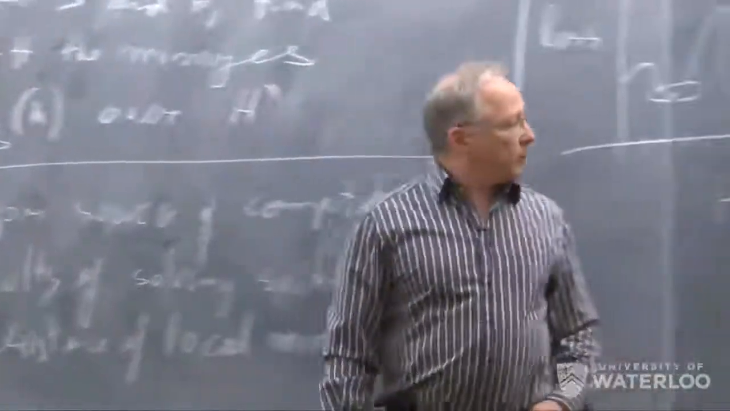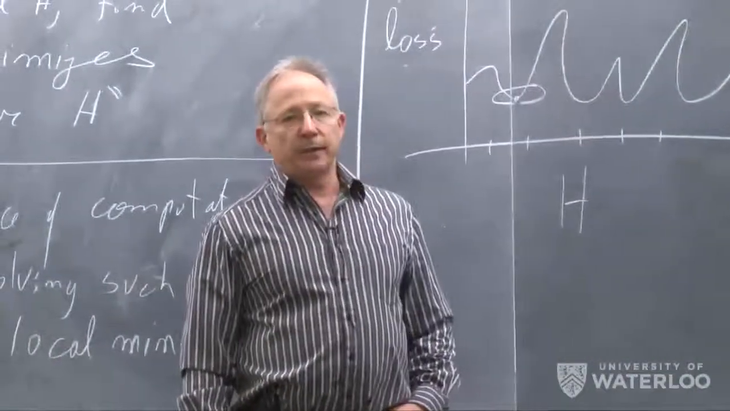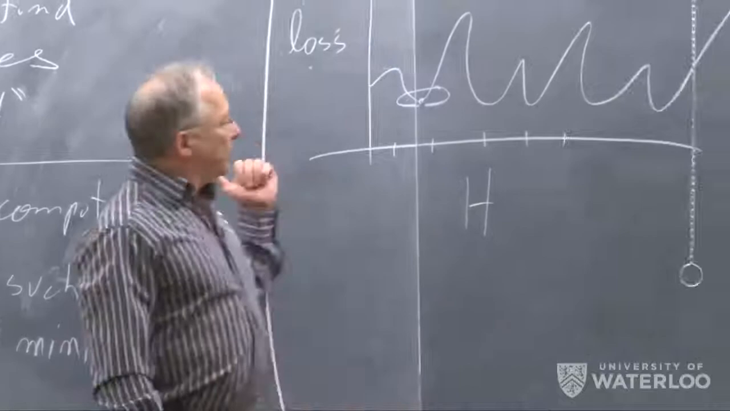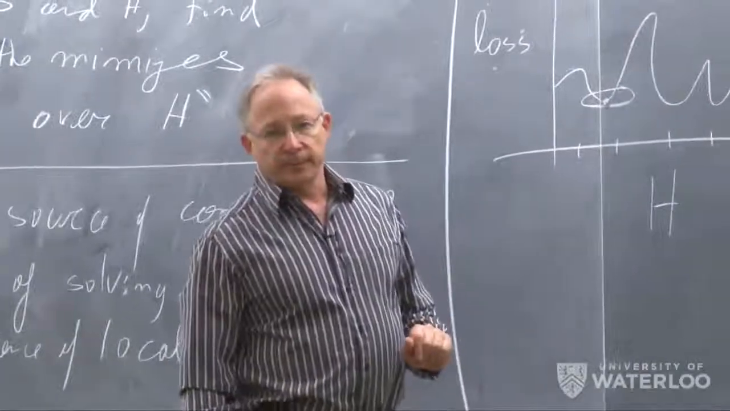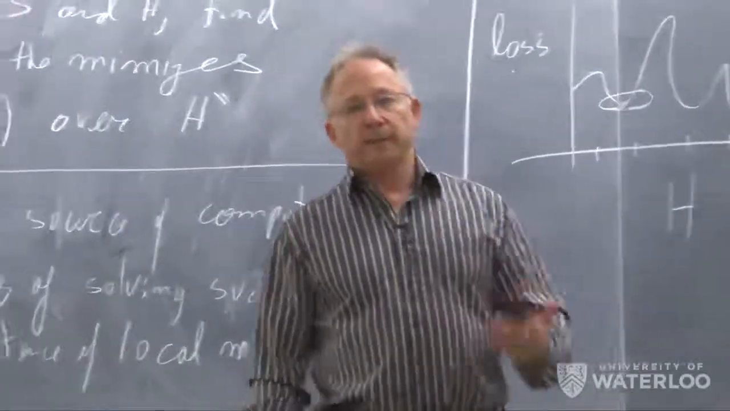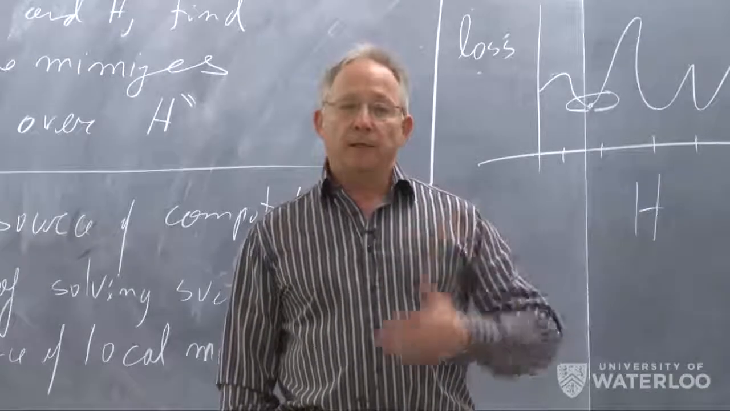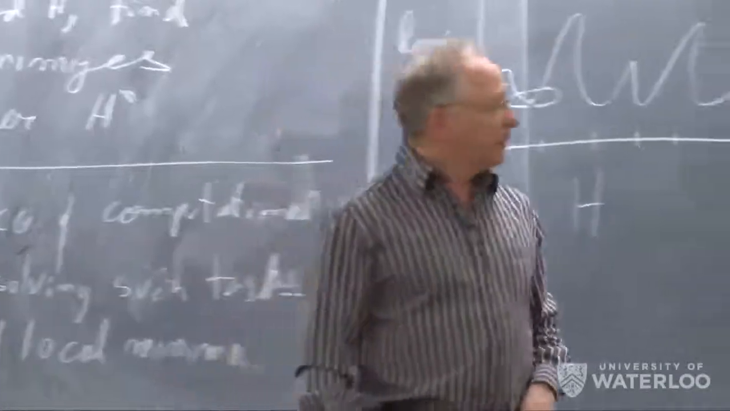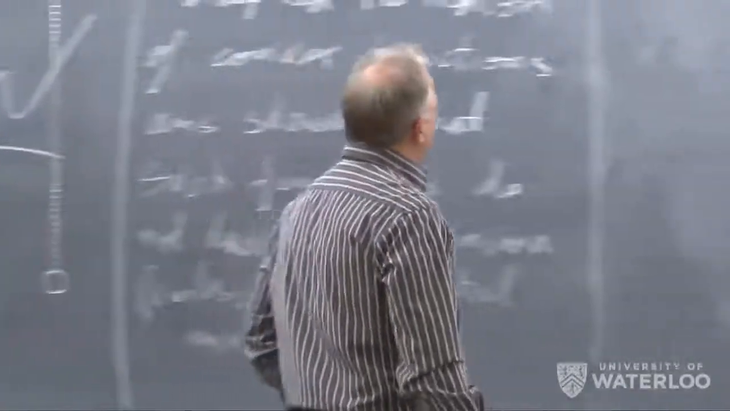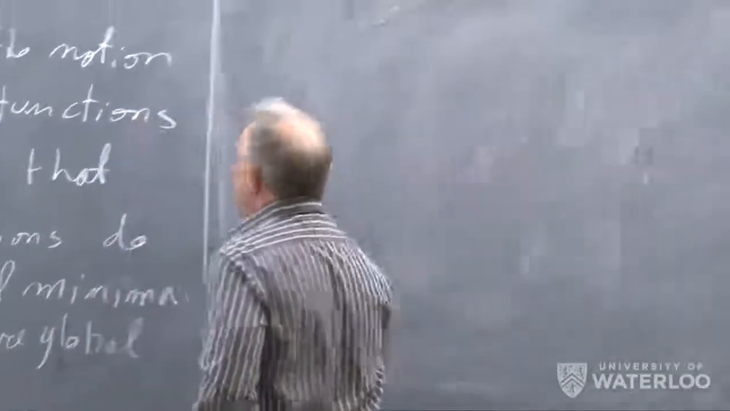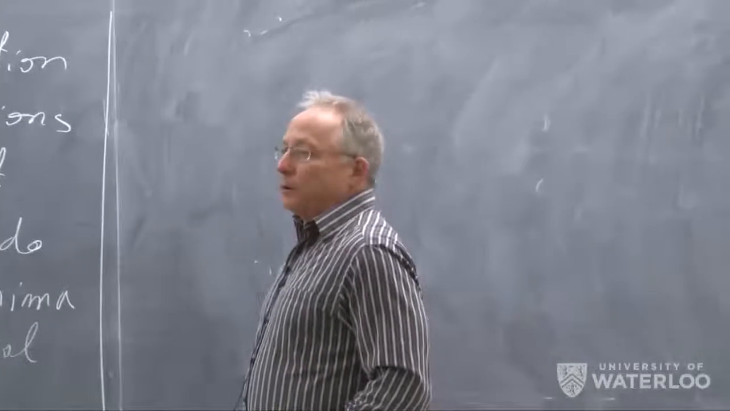So we would like to come up with versions of our learning problems in which the loss is a convex function. And then we will be in a better situation to solve them optimally, to find an optimal solution in an efficient way. So that's where we are.